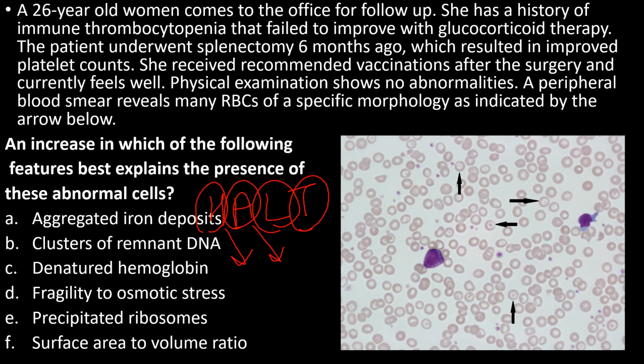Thus, the answer to this question is increased surface area, or excessive surface area to volume ratio, which explains the presence of the target cells.